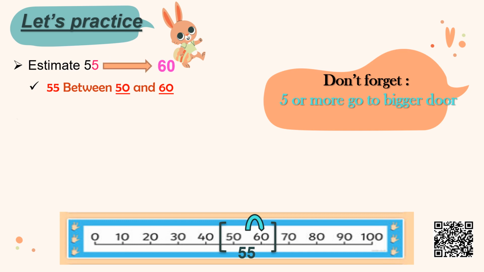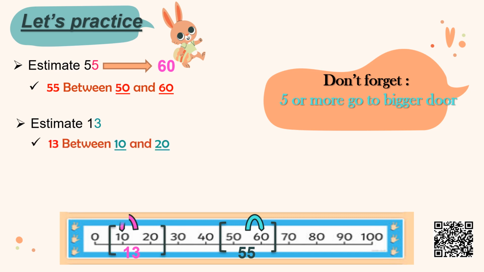Another one. Estimate 13. 13 is between what and what? Look at the number line. 13 is between 10 and 20. Second step, look at ones. Here we have 3. 3, is it 5 or more? No, 3 is less than 5. So we will stay in the same door. So 13 will be 10.